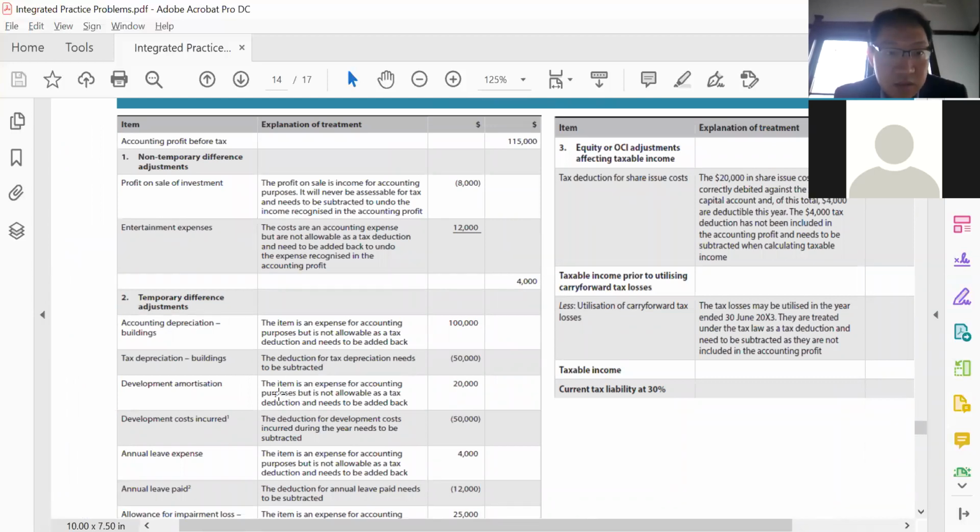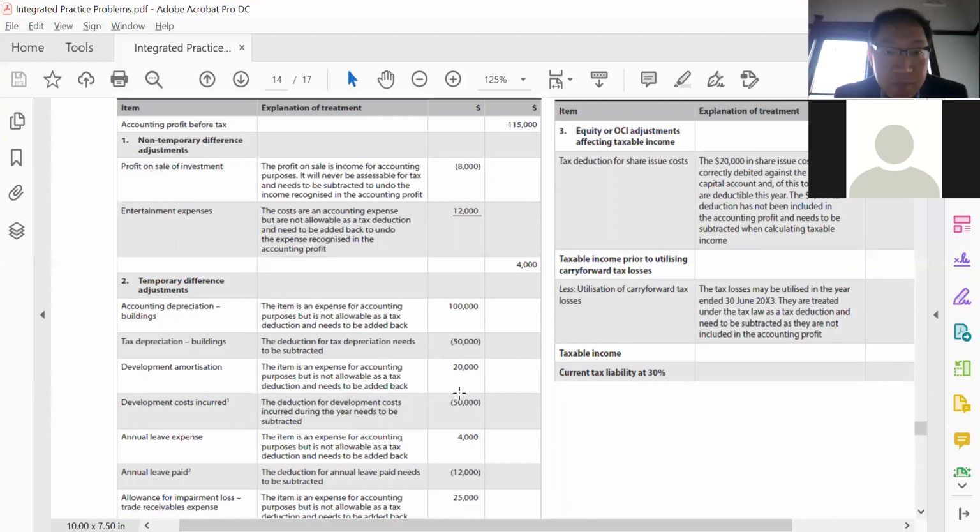So again, this development amortization, from an accounting perspective, they've expensed it, but from a tax perspective, they give you all of the amount as a tax deduction. And so what we need to do is add back this accounting amount, and then deduct what is allowed from a tax perspective.